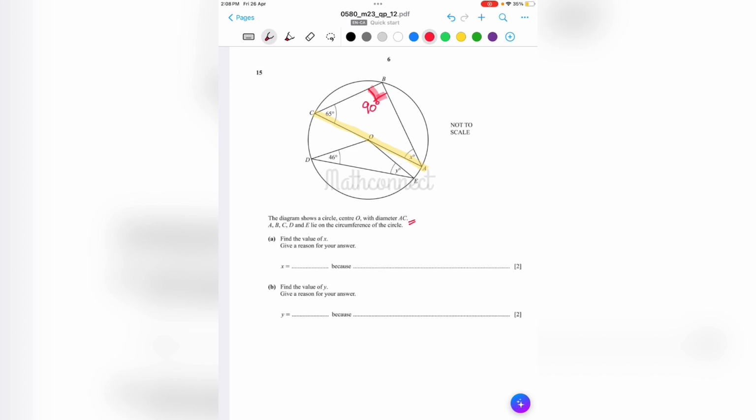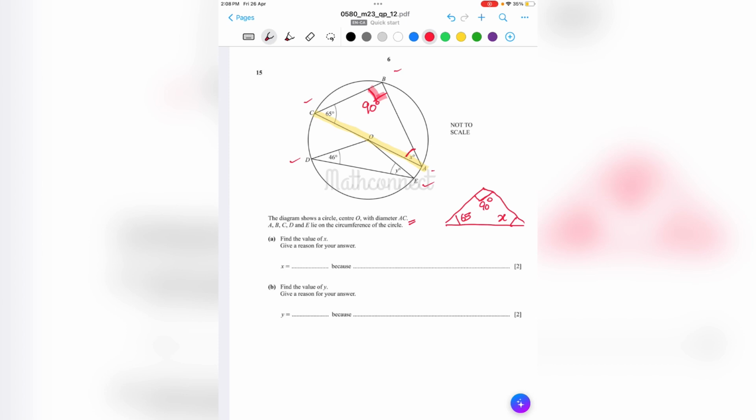Now A, B, C, D, E, I can see the points A, B, C, D and E here. They are lying on the circumference of the circle. Find the value of x. Okay, x is here. If I take out the triangle mentioned over here, sorry, my figure doesn't look very accurate, but this is 90 degrees, this is 65 and this is x.